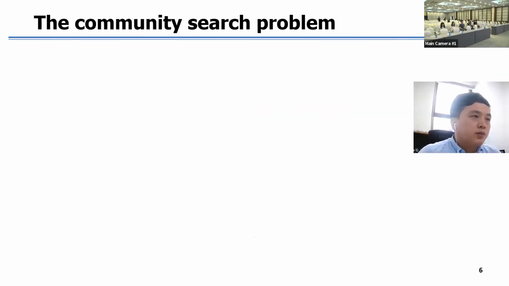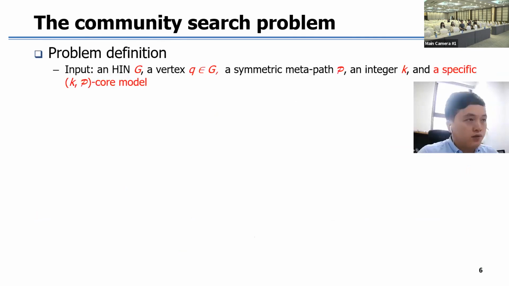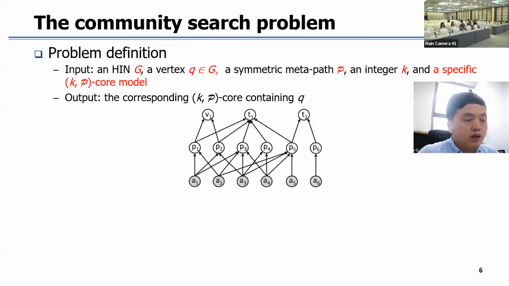Based on the 3 KPK models, the authors introduced the problem of community search over large heterogeneous information networks. The problem is defined as follows. Given an HIN G, a query vertex Q, and a symmetric metapath P, which connects the vertex type of the query vertex Q, an integer k, and a specific KPK model, then the goal is to find the corresponding KPK containing the query vertex Q.